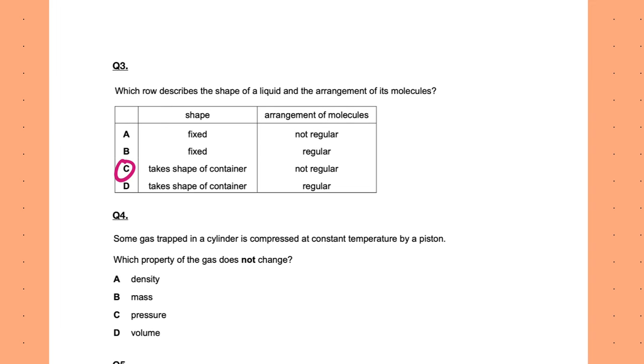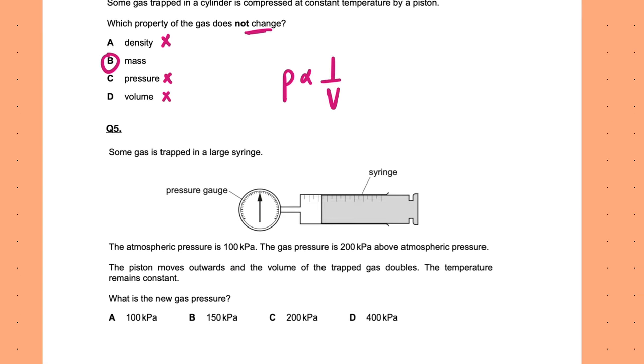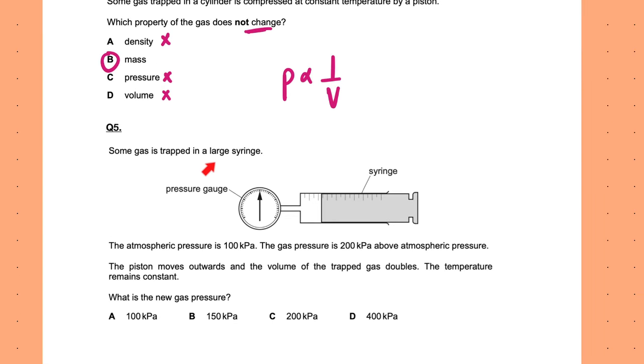Question 4. Some gas trapped in a cylinder is compressed at constant temperature by a piston. What property of the gas does not change? So I know definitely if it's being compressed, the volume must be changing. By this relationship, pressure is inversely proportional to volume. Pressure would also be changing. And because the volume is changing, the density would also be changing, but the mass does not change. That's B.